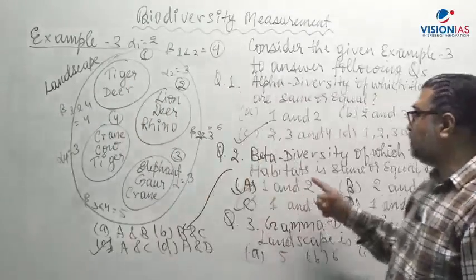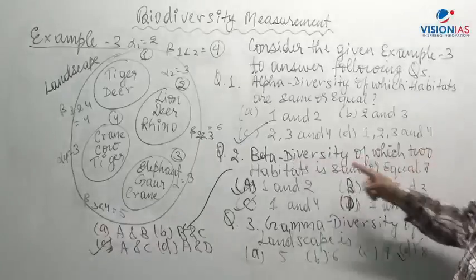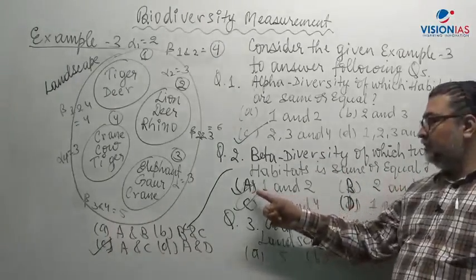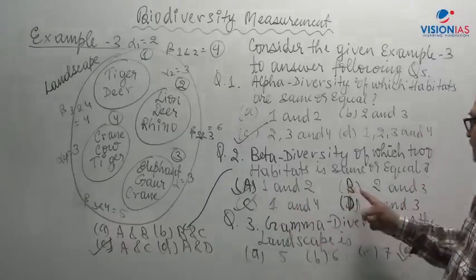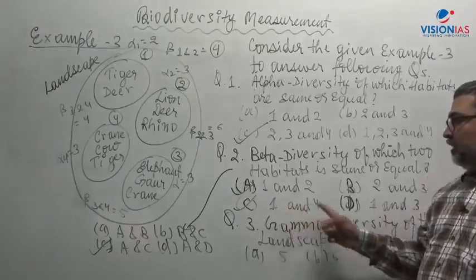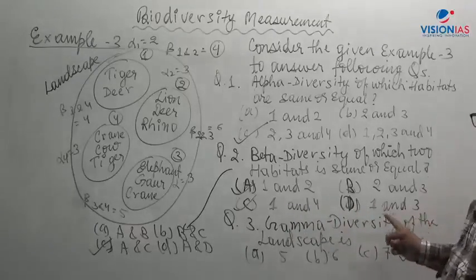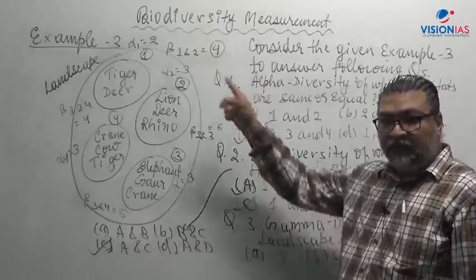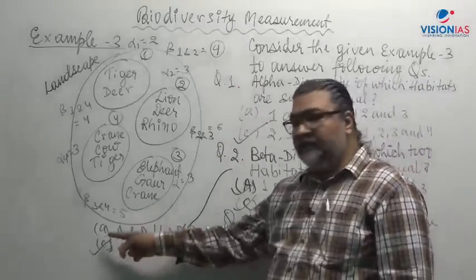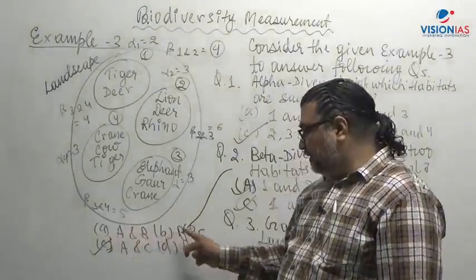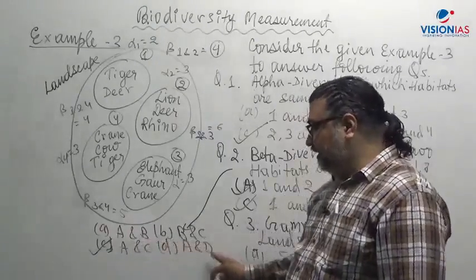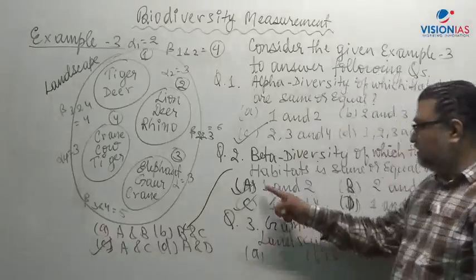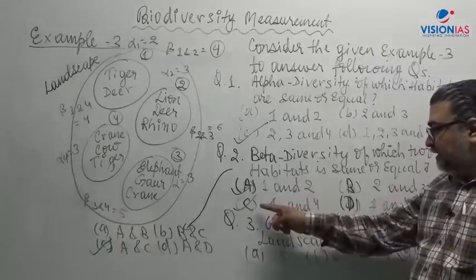Now I have given the question here. Beta diversity of which two habitat is same or equal? Capital A 1 and 2, capital B 2 and 3, capital C 1 and 4, capital D 1 and 3. So 1 and 2 and 1 and 4 have got the same beta, 4 and 4. So the answer will be A and C, because A is 1 and 2 and C is 1 and 4.